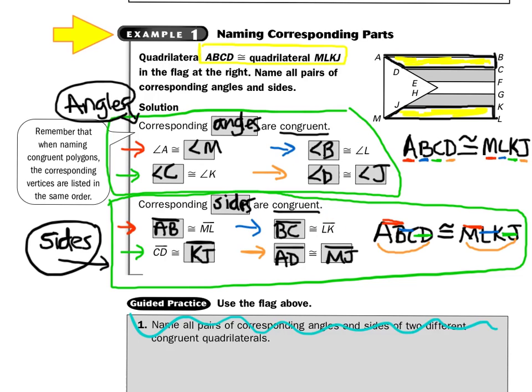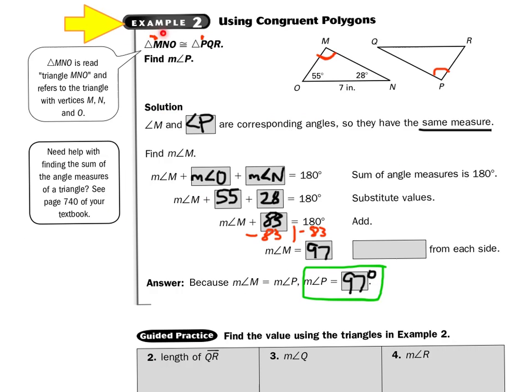And now use your green and do the next two letters. CD matches KJ. And you can see that on the picture. CD matches KJ. And I wrote it right there. And now use your orange and watch. Go from the first letter to the last letter. So from A to D would match from M to J. So AD matches MJ.